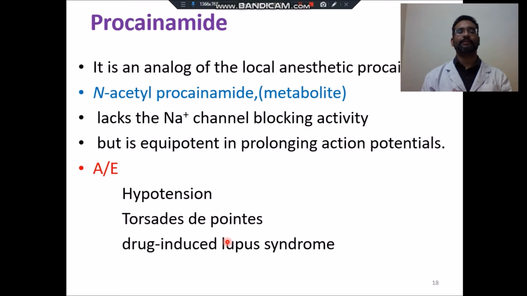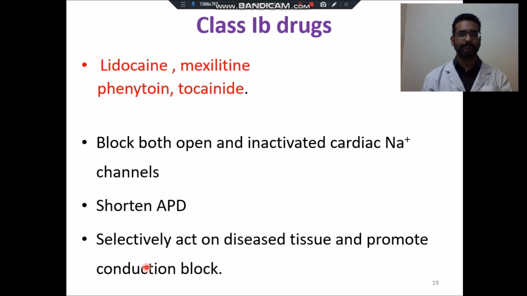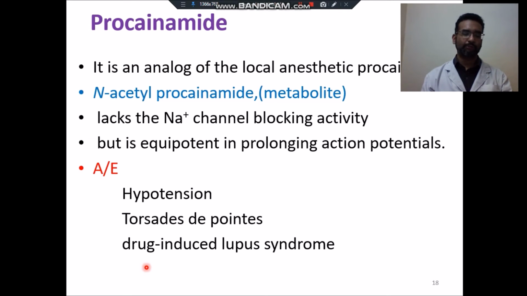Procainamide is derived from procaine, which is a local anesthetic. So you are adding amide to procaine to make it procainamide. It does not have potent sodium channel blocking activity, but it is still sufficient to control arrhythmia. Side effects: it may cause hypotension, Torsades de Pointes, and drug-induced lupus syndrome. It's a severe hypersensitivity reaction. So that was all about the class 1A drugs. Remember, they suppress the phase 0 slope and prolong the action potential duration.